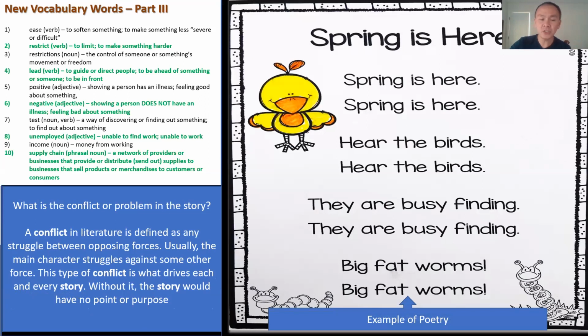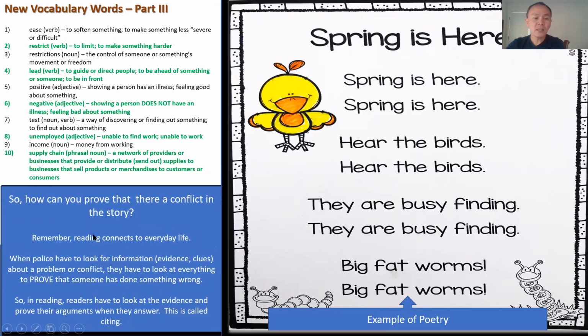A conflict in literature is defined as the struggle between opposing forces. When you are reading a story, you have the good person and the bad person. Those two are opposing; they do not agree with each other. Usually the main character struggles against another thing or another force. This is called a conflict. This type of conflict drives the events of the story. Without it, the story would have no point or purpose, okay?